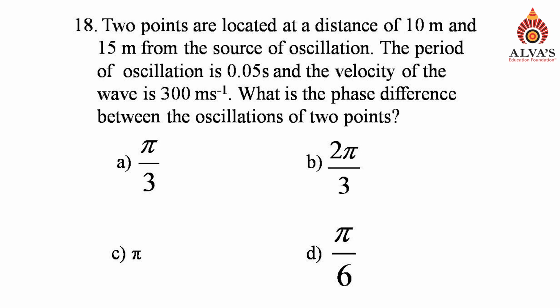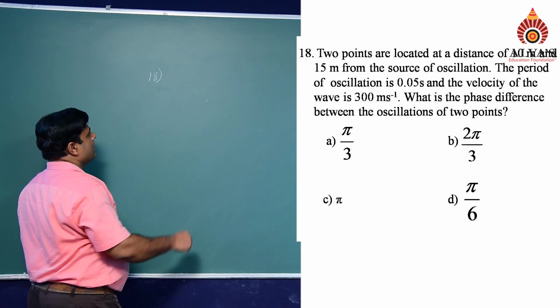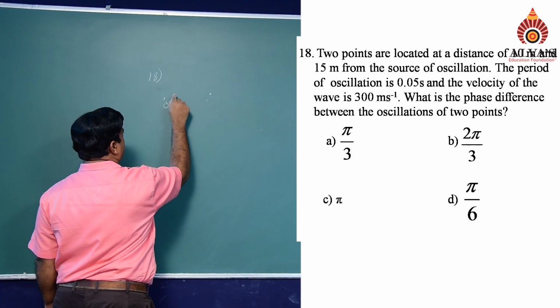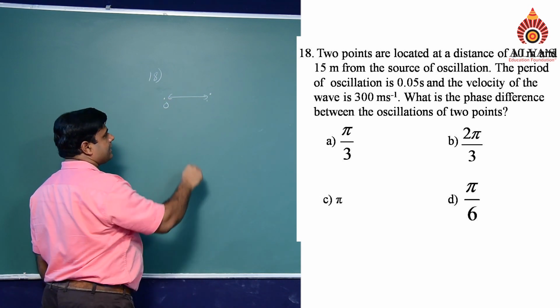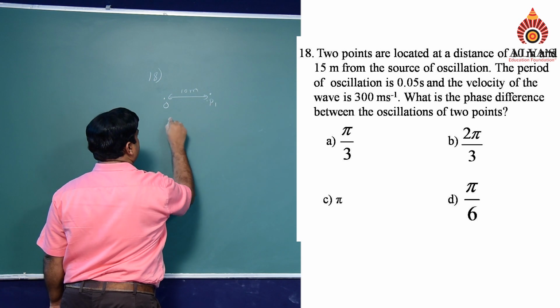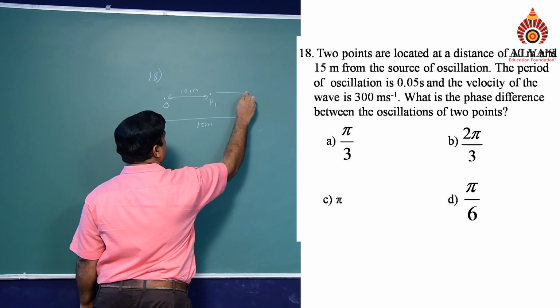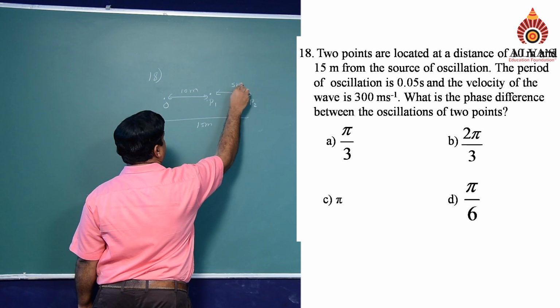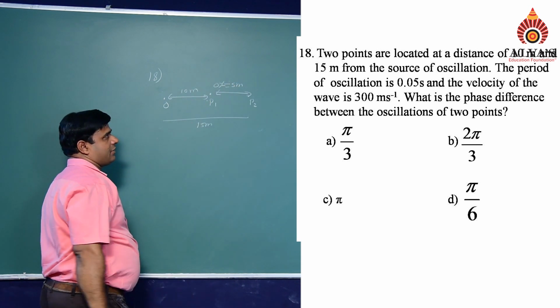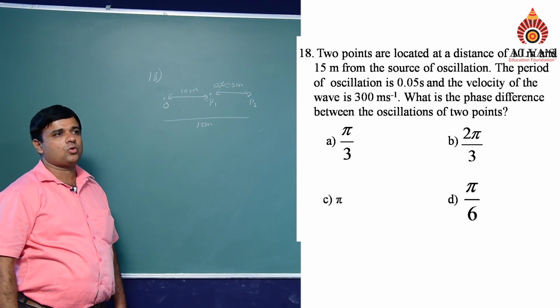Two points are located at a distance of 10 meter and 15 meter from the source of oscillation. The period of oscillation is 0.05 second and the velocity of the wave is 300 meter per second. What is the phase difference between the oscillations of the two points? So from the origin O, one point is at a distance of 10 meter. Another point is at a distance of 15 meter. So between these two points, the distance equals 5 meter, which is the path difference.